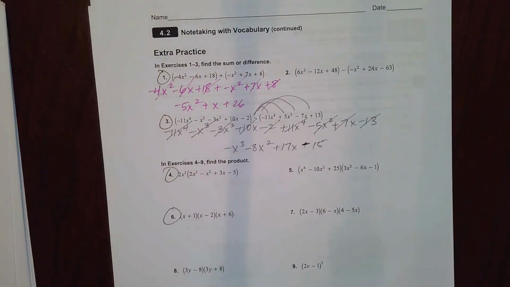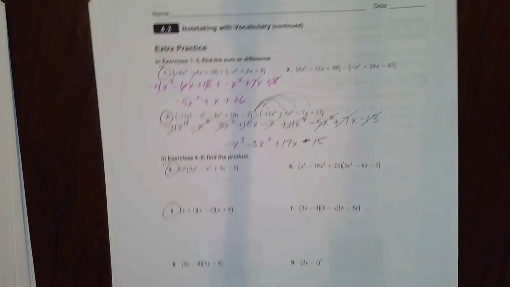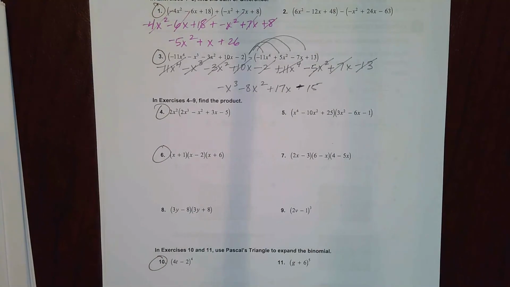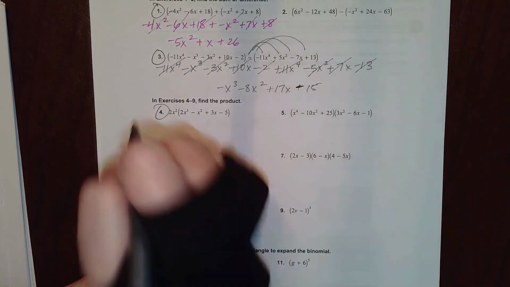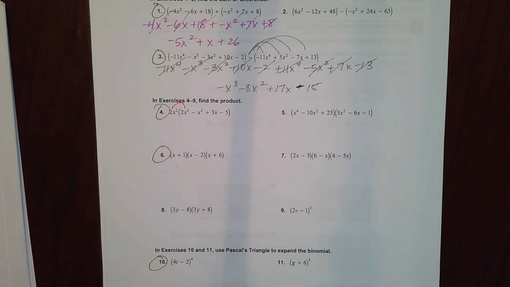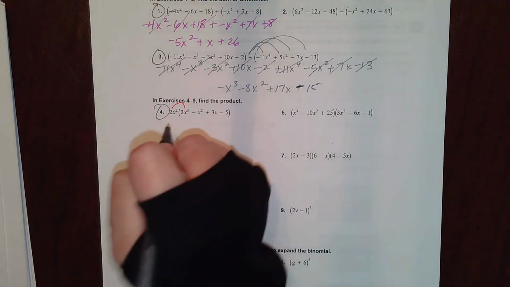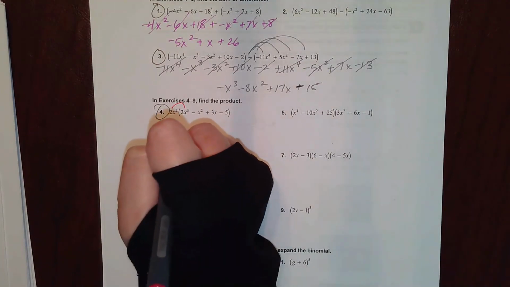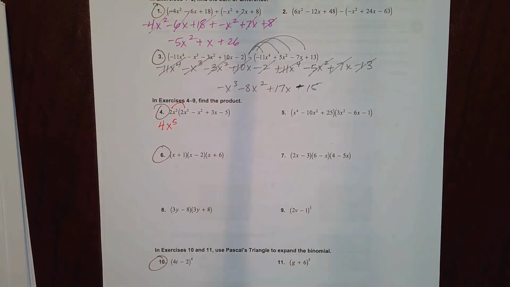All right, so that's addition and subtraction. What we're going to do next is find the product, so you are going to multiply. When you multiply, again, just keep numbers with numbers, powers with powers, so x's with x's. First thing, 2x squared times 2x cubed. 2 times 2 is 4. X squared times x to the third, you add your exponents and get x to the fifth.